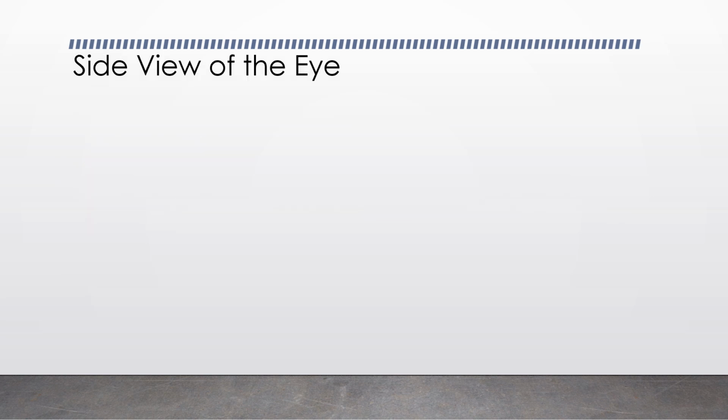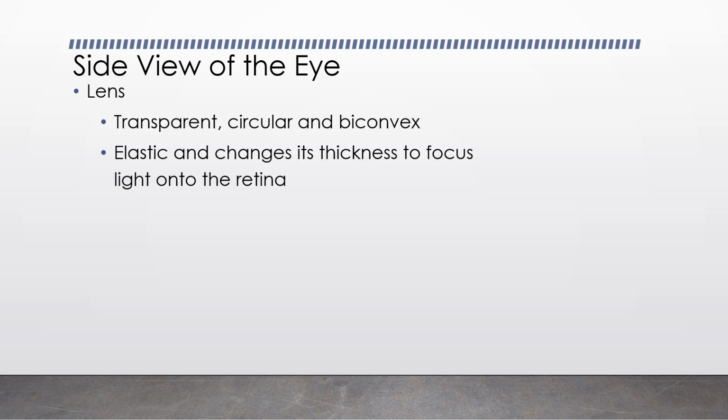So in order for you to understand the second point, you need to know three parts of the eye that are involved in this application. First, you need to know that the lens is in play. The lens is transparent, circular, and biconvex. You can see the word biconvex over here. It is not biconcave, so please be careful. The lens is elastic, and it is able to change its thickness and its curvature.